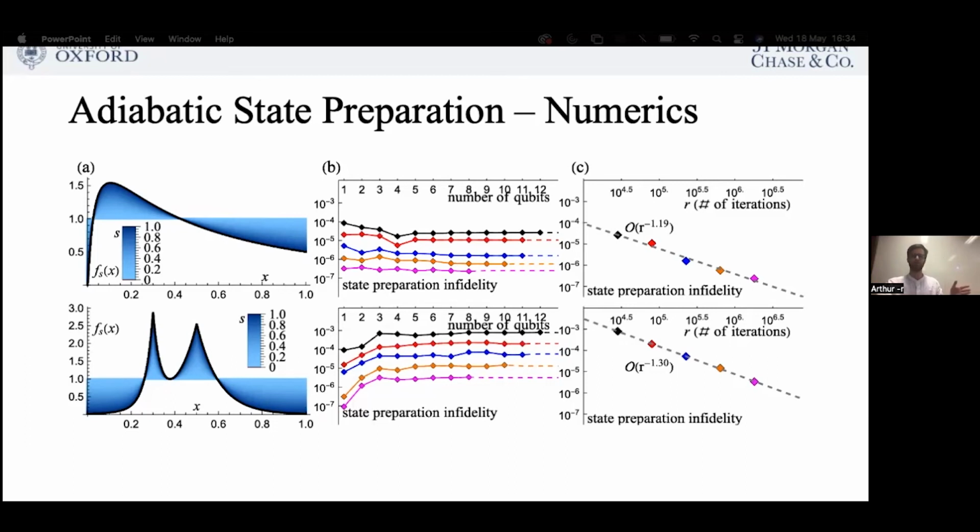And also these numerical simulations show that our error bounds are actually quite loose, because our error bounds show that the error should decrease as the square root of 1 over r. But in practice, we're seeing that it's 1 over superlinear in r. So our error bounds are very loose. For example, for 10 to the 6.5 iterations, you're getting roughly an error of 10 to the minus 7.